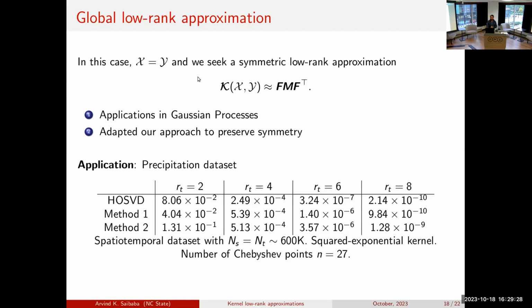That might be important. So this is a precipitation data set. It's not a very high dimensional machine learning data set, but nonetheless, it's 3 spatial dimensions, so it's 6 tensor dimensions. And even with very low tensor ranks, we get very good accuracy because the kernel is very, very smooth. The total number of points here are 600,000. So I couldn't form the matrix.